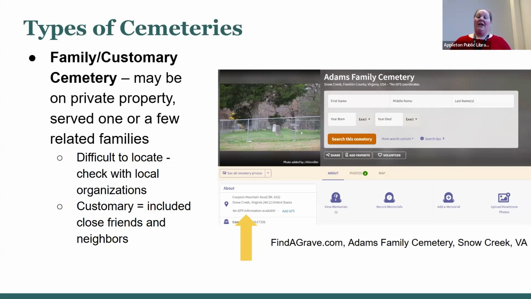For example, you'll see here the Adams Family Cemetery, not that Adams family, but a different Adams family. This is in Snow Creek, Virginia, and this is a screenshot from Find a Grave, where it shows I can see what road it's on, but I don't have GPS information. That shows you how difficult it might be to locate this. You can see just a very basic picture of what that cemetery looks like, and who knows if it's on public property or private property or how you would get access to it. So I would follow up with somebody who lives locally who might know a little bit more for you.